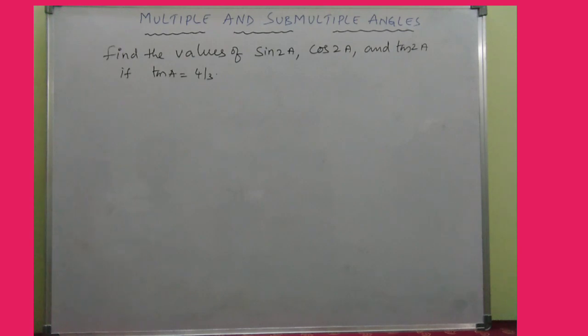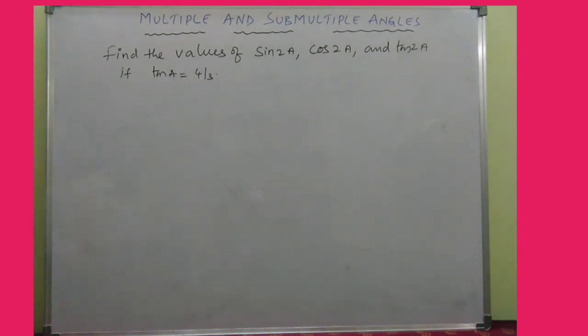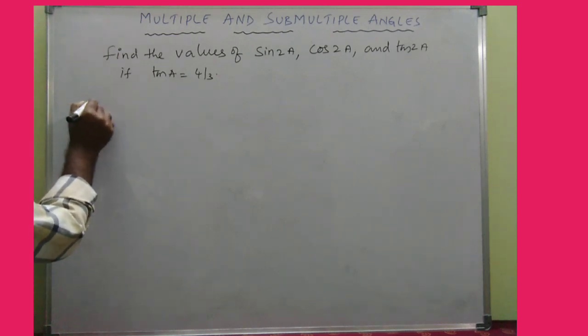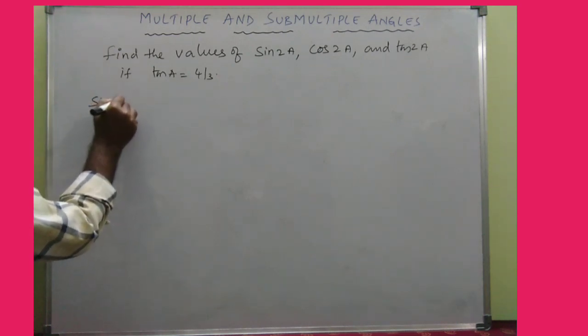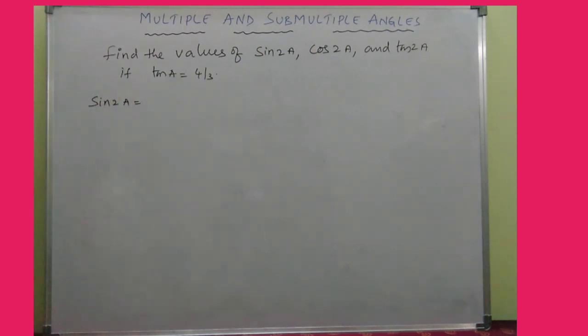Look at one more question. Find the values of sin 2a, cos 2a and tan 2a if tan a is equal to 4 by 3. So directly, for this question, we already know the formula of sin 2a in terms of tan a. In terms of tan a. Can you recall the formula?